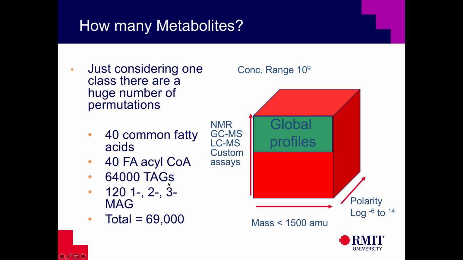Okay. And of course, we all know that metabolites come in a wide range of concentrations, polarity, mass, and methods of detecting. So even just a small group, you get a lot of different compounds, and we're just not seeing all of these, I think, in most studies.